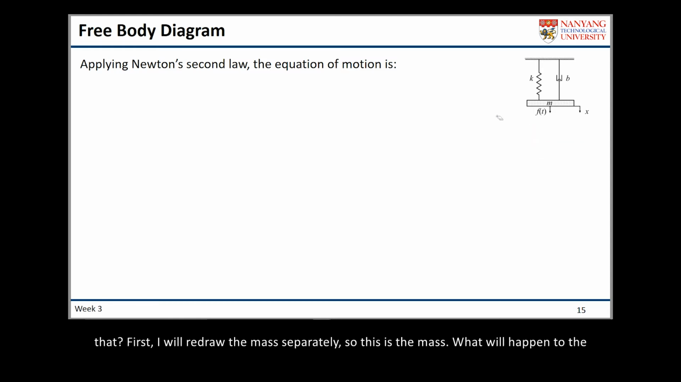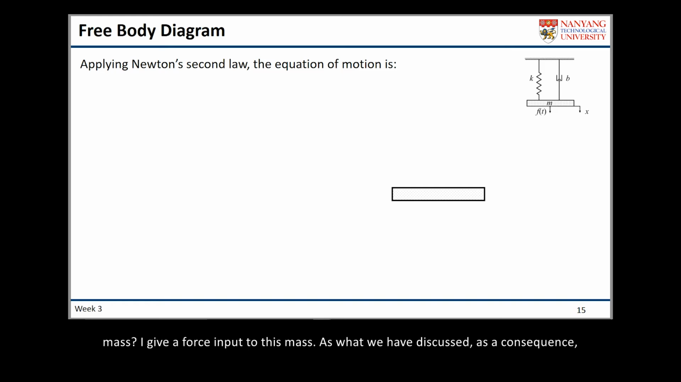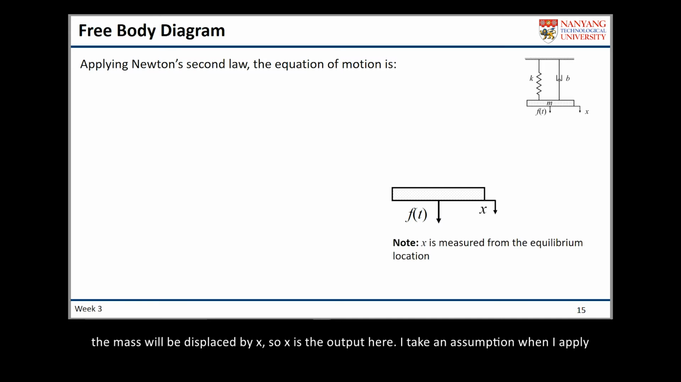First, I will redraw the mass separately. So this is the mass. What will happen to the mass? I'll give a force input to this mass. As we have discussed, as a consequence, the mass will be displaced by x. So x is the output here. I assume that when I apply a force in the downward direction, the mass will also be displaced in the downward direction by x.